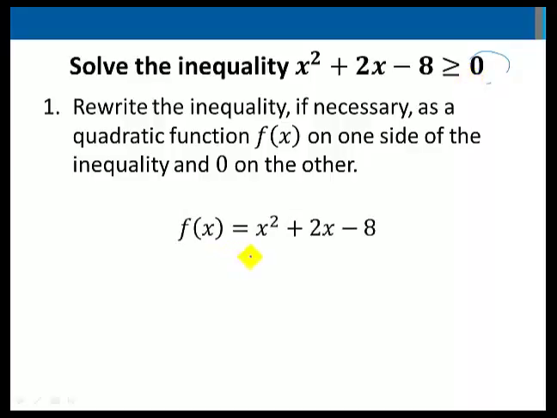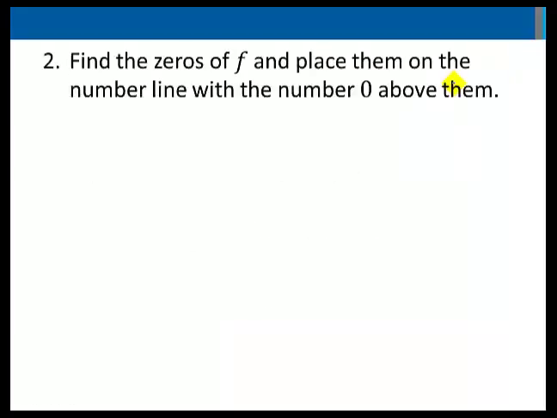However, I will rename the function on the left side of my inequality as f of x. So f of x equals x squared plus 2x minus 8, and then we will be solving for when f of x is greater than or equal to 0. Next, we will find zeros of f and place them on the number line with the number 0 above them.